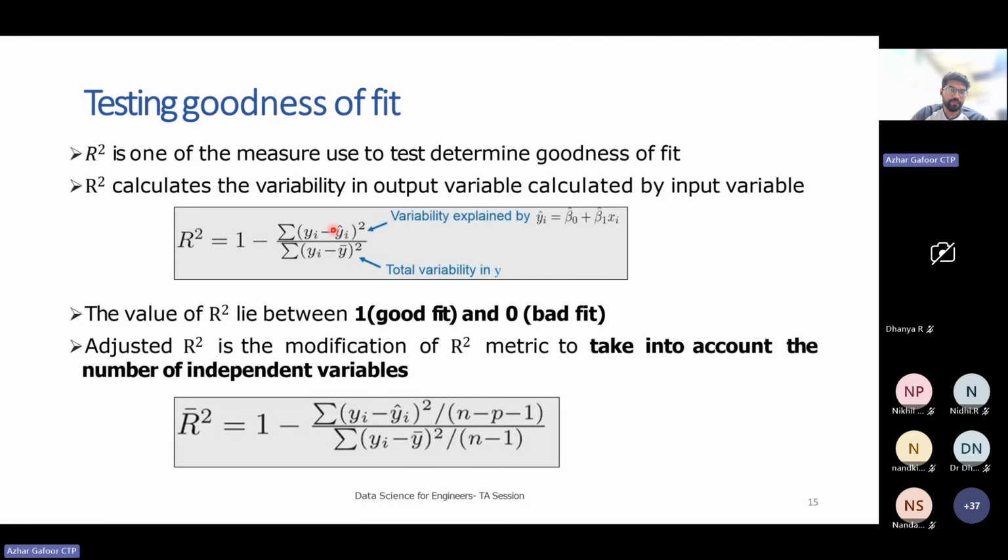But if our Y prediction is actually equal to the true value, then the numerator is going to be 0. In that case, our R square will be equal to 1, which gives a perfect fit.